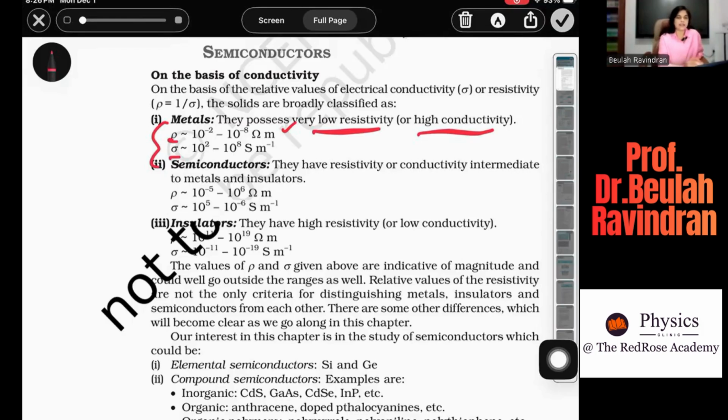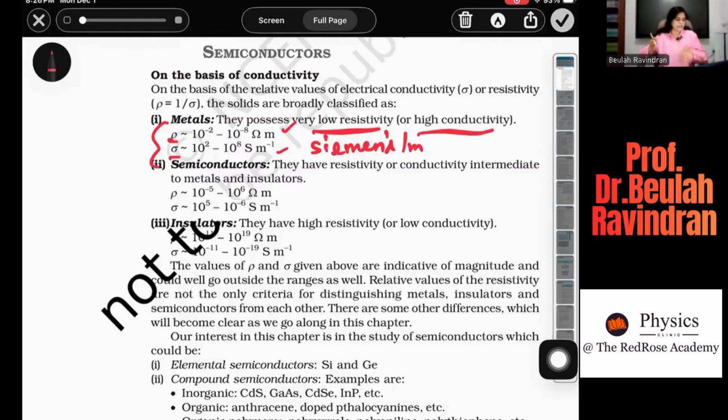Then S is siemens. So conductivity, you know, right? Siemens, it is talked about as siemens per meter. Okay, this is ohm meter, this is siemens per meter. Then semiconductors. When you talk about the semiconductor, resistivity and conductivity lie in between that of the conductors and the insulators. You know the insulators also. They have very high resistivity, very low conductivity, right?